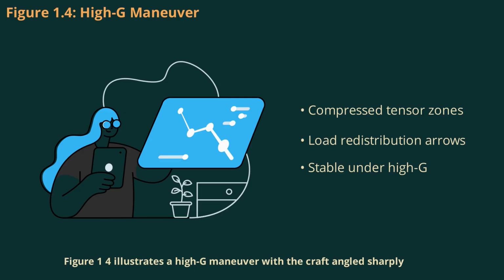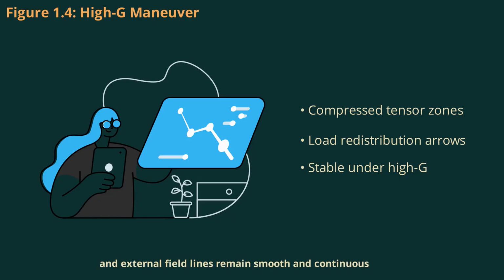Figure 1.4 illustrates a high-G maneuver, with the craft angled sharply. Compressed inertial tensor zones are visible on one side, while expanded zones appear on the opposite. Internal load redistribution arrows flow toward reinforced regions, and external field lines remain smooth and continuous, wrapping the hull without turbulence. This demonstrates the craft's ability to maintain stability and control even under extreme acceleration.